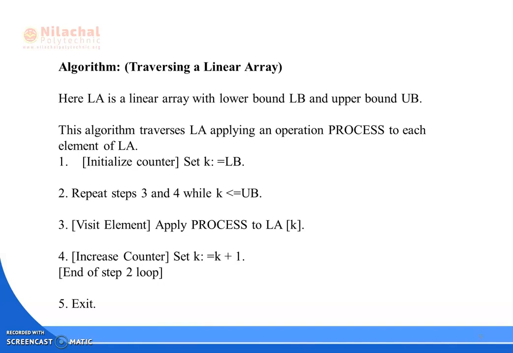So step 3: apply process to LA of k. That is, we will be visiting the first element, as k is set to the lower bound here. So we will be applying any process, for example print or count, on LA of k, which will start from the lower bound as it is assigned at the very first step.